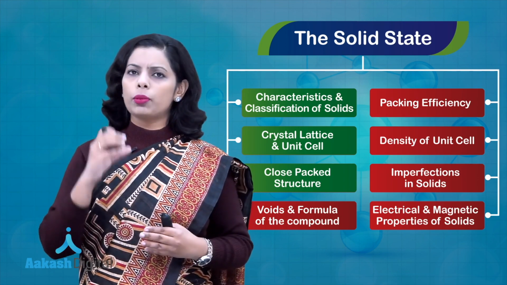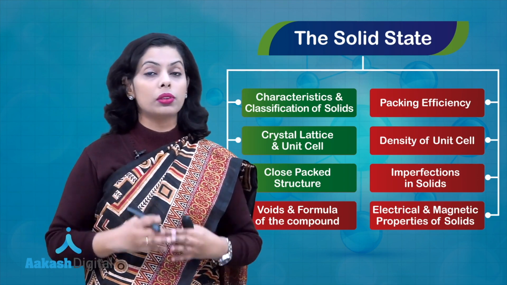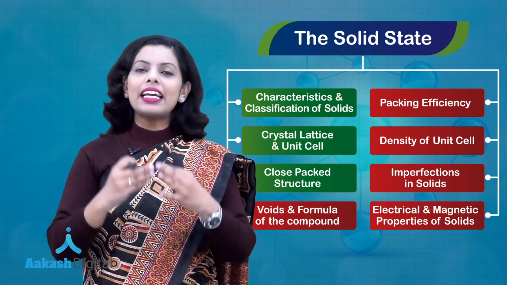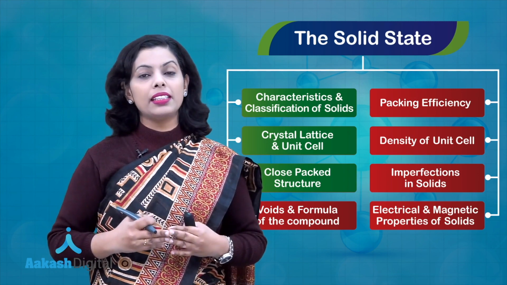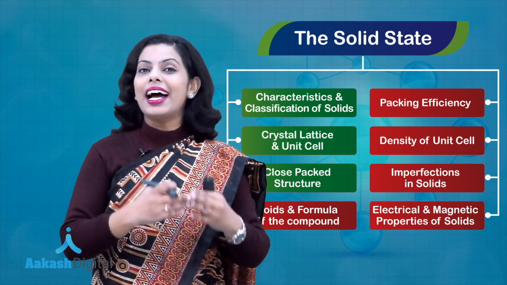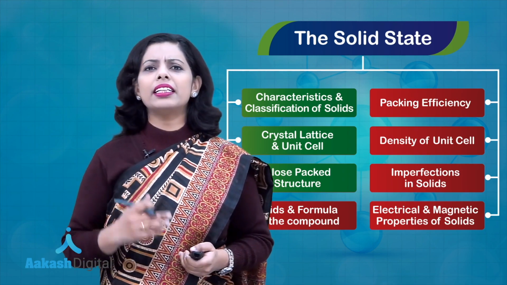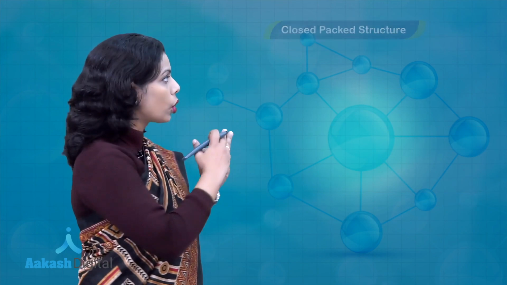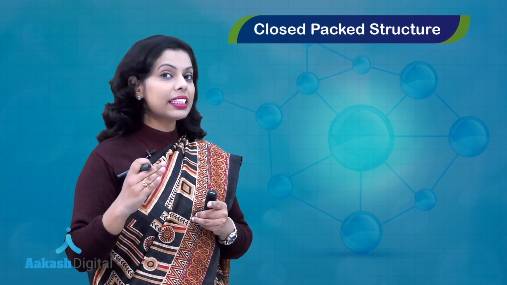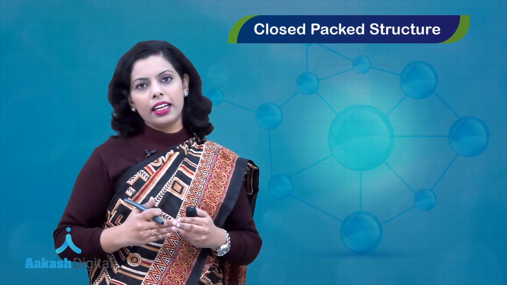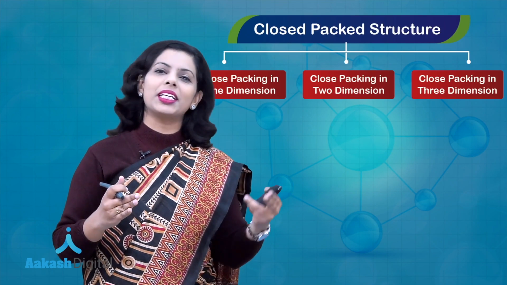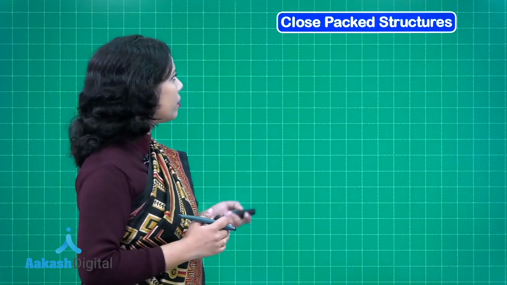Simply, if we talk about a particular solid, particles are closely packed, we all know that, and there is very less vacant space as compared to the liquid and the gaseous state. Let us begin this lecture with the discussion of close packed structure, and we'll discuss here how this close packing occurs in 1 dimension, 2 dimension and 3 dimension. So let's begin with the very first point, that's close packed structure.